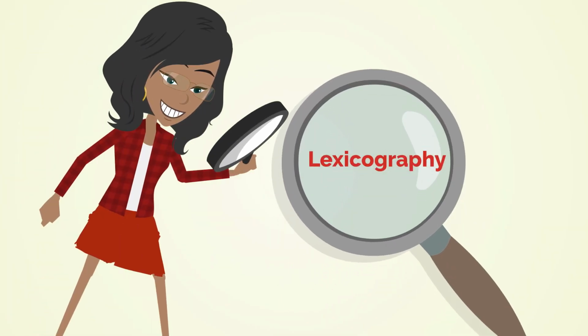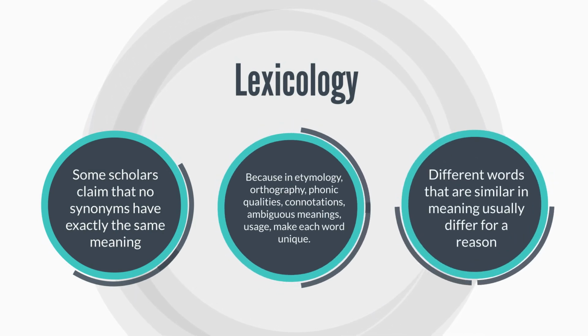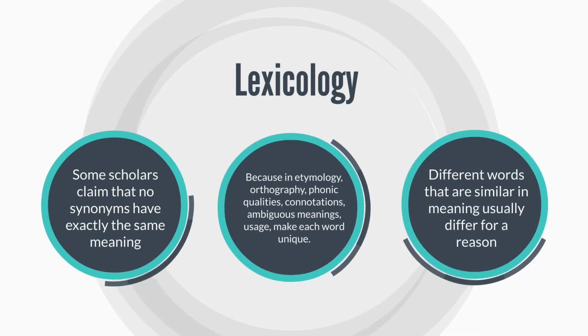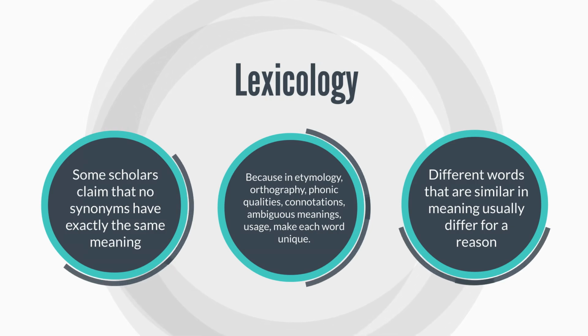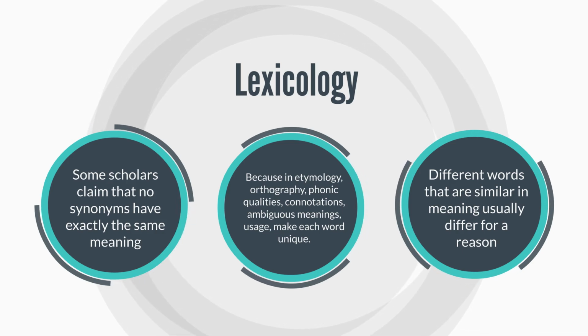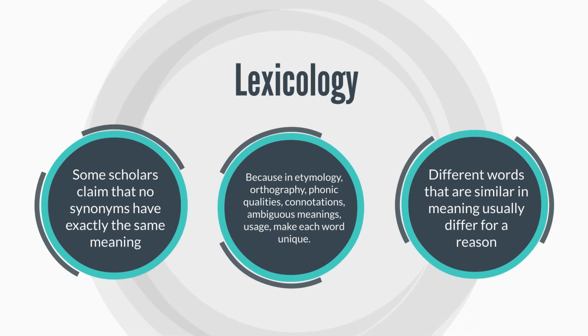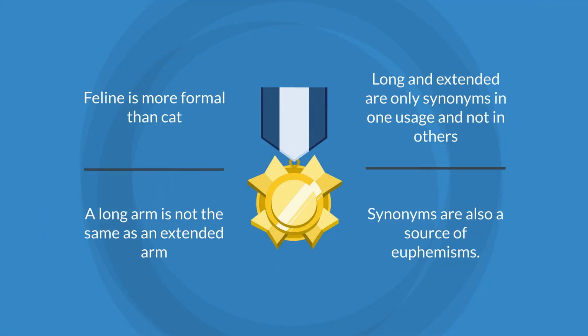Lexicography. Some scholars claim that no synonyms have exactly the same meaning, in all contexts or social levels of language, because etymology, orthography, phonic qualities, connotations, ambiguous meanings, usage, and so on make each word unique. Different words that are similar in meaning usually differ for a reason. Feline is more formal than cat. Long and extended are only synonyms in one usage and not in others. For example, a long arm is not the same as an extended arm.